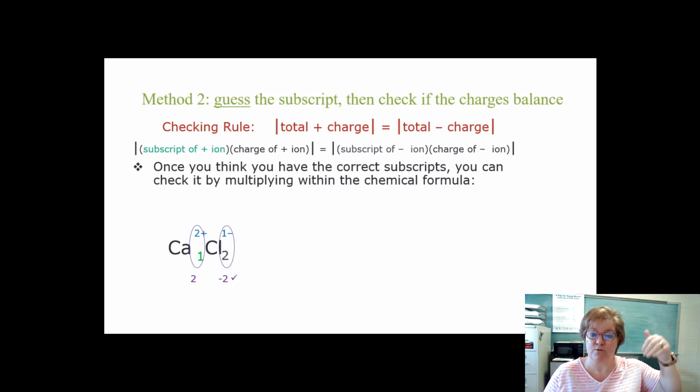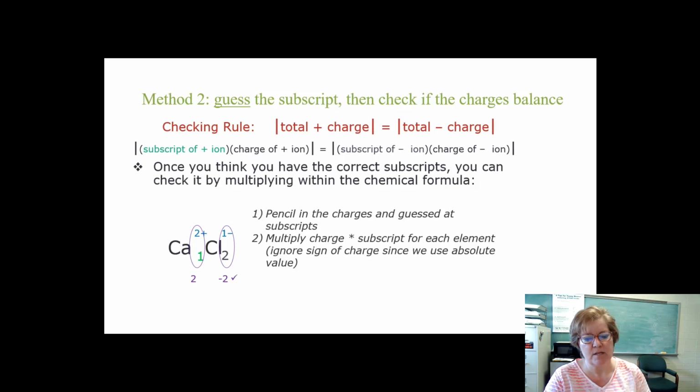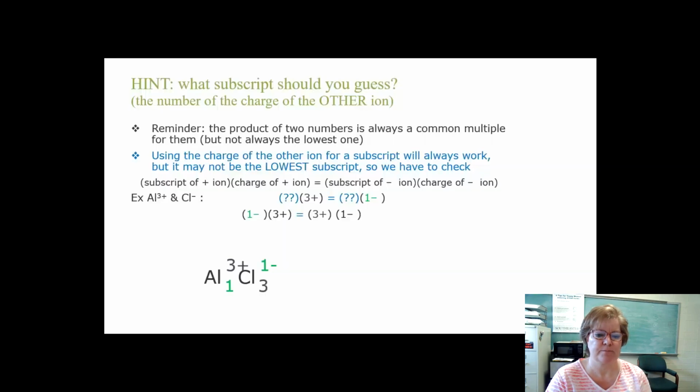Has to equal the subscript of the negative ion times the charge of the negative ion. And we can use this. However, we can make some lucky guesses of what those subscripts are. This is just kind of stepping through. We would pencil in the charges that we guessed at, multiply them through, and double check. If they weren't equal, we'd have to guess again with another number.